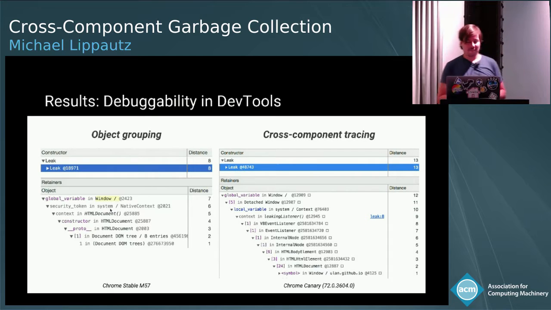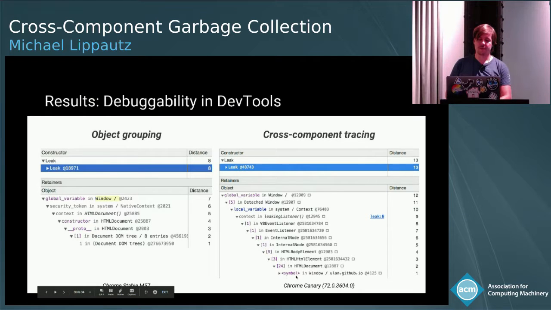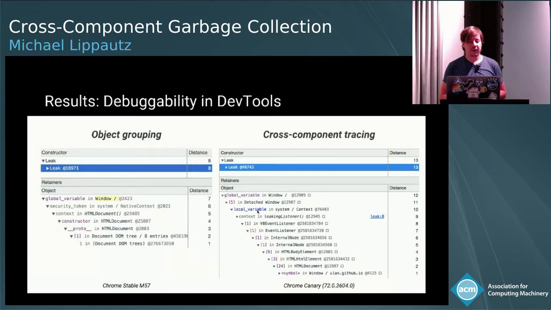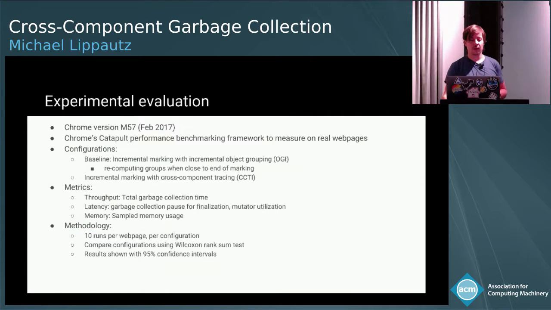On the right side, I mean, there were lots of improvements happening, but I think the main story should still be clear: essentially you can trace along all those nodes and edges to find your memory leak. So this is the debuggability side of things.